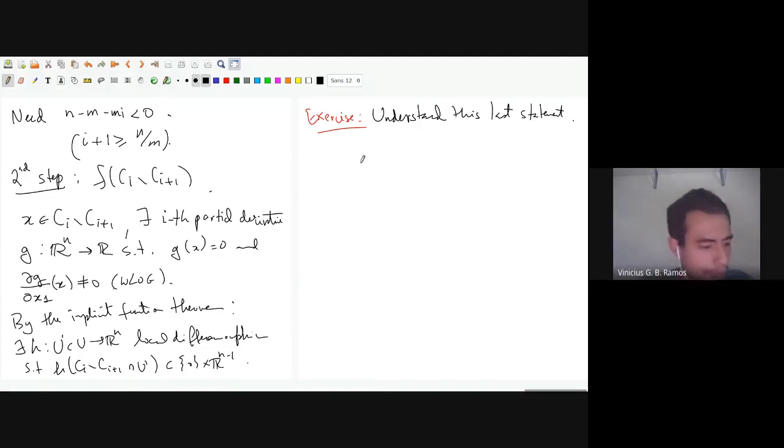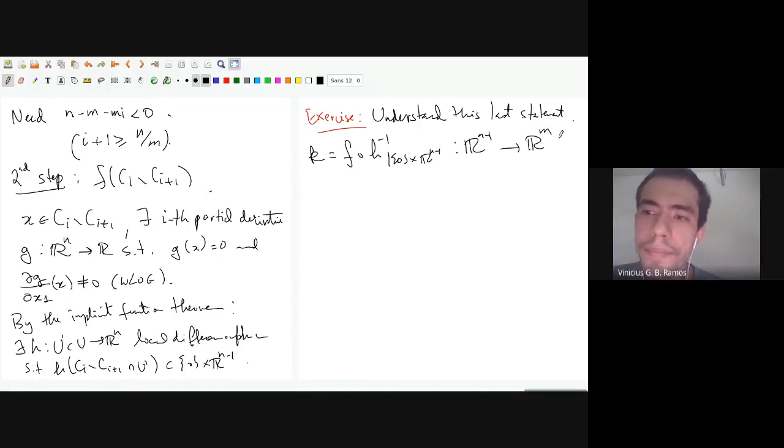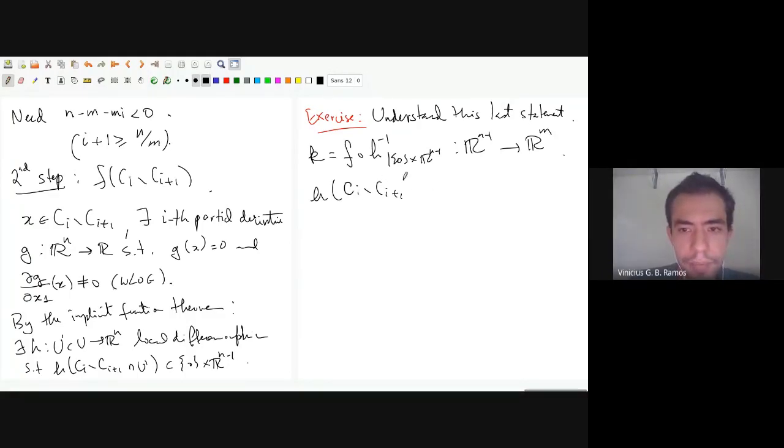Okay, so now basically if you write K, which is F composed with this H inverse and restricted to 0 times Rn minus 1, this is now a map from Rn minus 1, or from maybe some neighborhood in Rn minus 1, to Rm. And the image of Ci minus Ci plus 1 is actually contained in the critical set of K. So if it's a critical point of F, then it has to be a critical point of K.